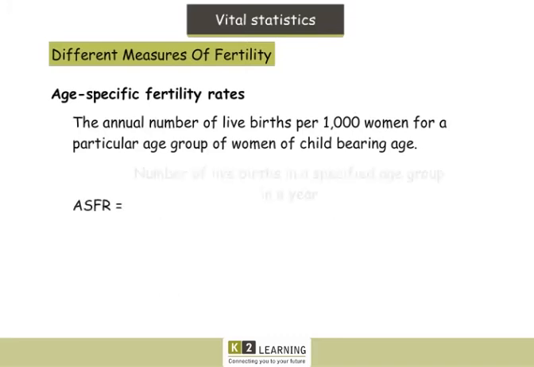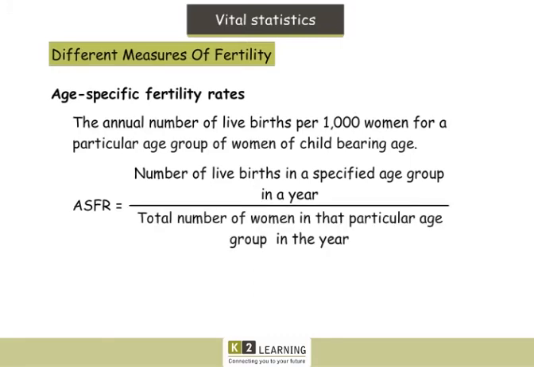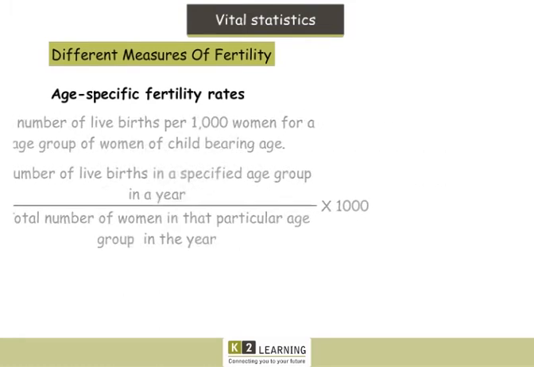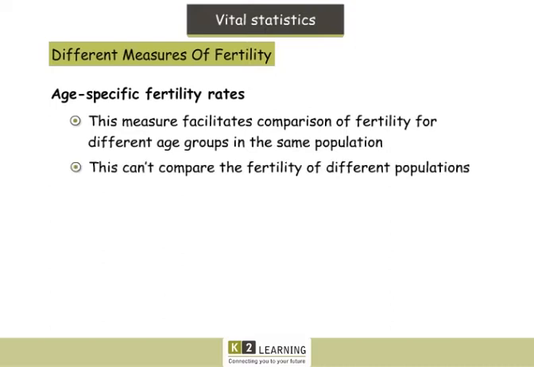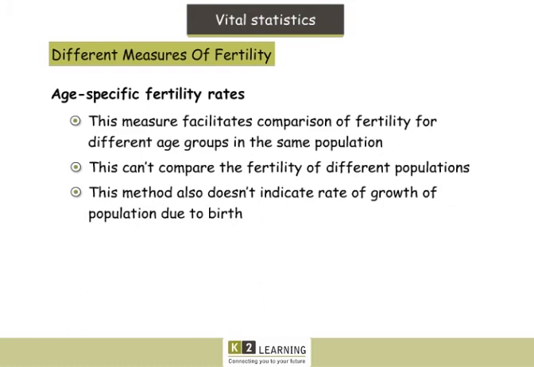The formula is number of live births in a year for a specified age group, say 25 to 29, divided by total number of women in that particular age group in the year into 1,000. This measure facilitates comparison of fertility of different age groups in the same population, but can't compare the fertility of different populations. This method also doesn't indicate rate of growth of population due to birth.